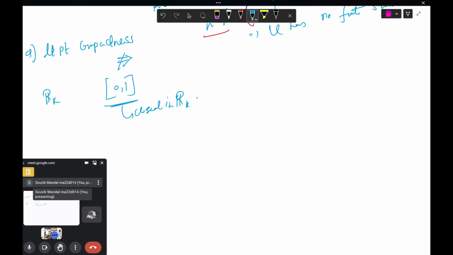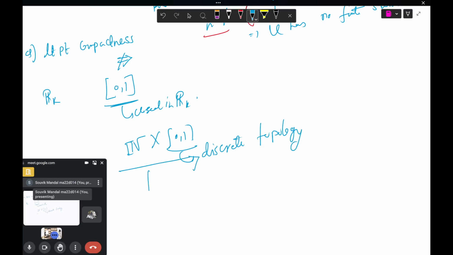So, one counterexample will be considered: this space N cross {0, 1}, and take this {0, 1} with a discrete topology. Okay. Then under the product topology, this space is limit point compact.